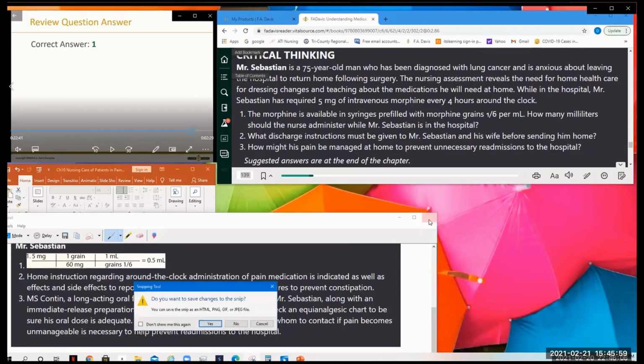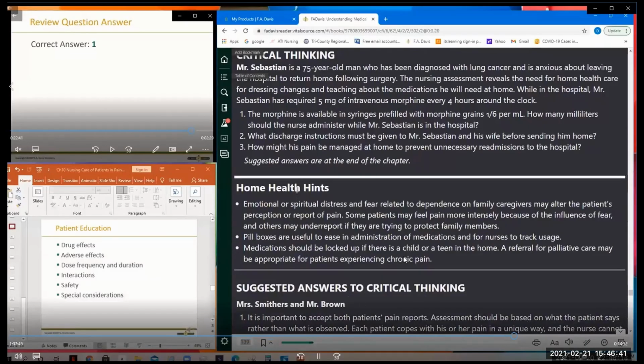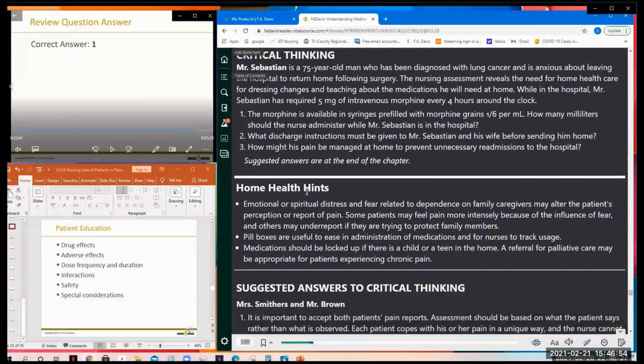Home health hints. Emotional or spiritual distress and fear related to dependence on family caregivers may alter the patient's perception or report of pain. Some patients may feel pain more intensely because of the influence of fear, and others may underreport it if they are trying to protect family members.